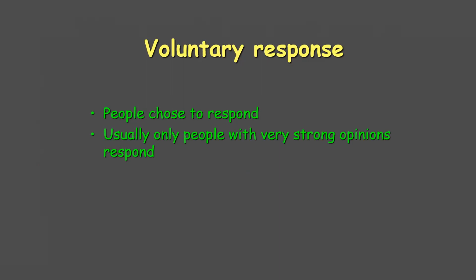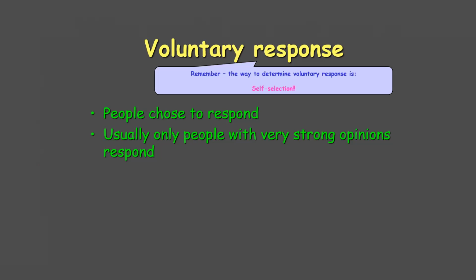So normally, think about it, if I only really want this person to win American Idol, am I going to call in? If you think about mail surveys, maybe if you didn't like the magazine, you're more likely to fill out that survey saying whether you liked it or not. Not always if you like. So remember, the way to determine voluntary response is self-selection. Think of the word volunteer, you're choosing.